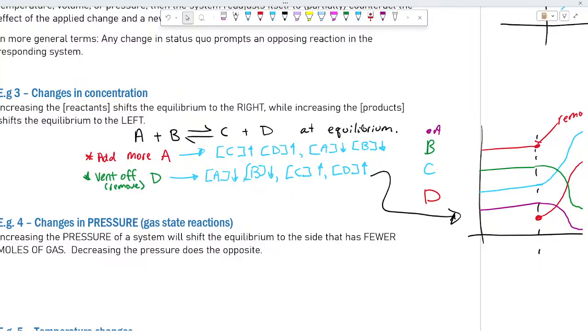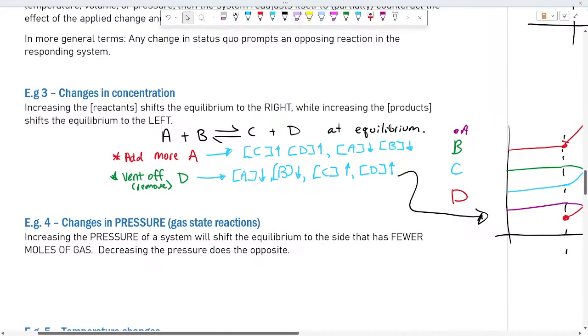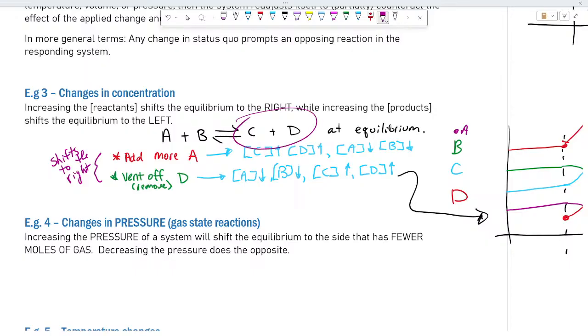And what you're going to hear as language is that this, both of these, would be, here's the language we use, shifts to the right. And shifts to the right means that we get more product and less reactant. Does that make sense?